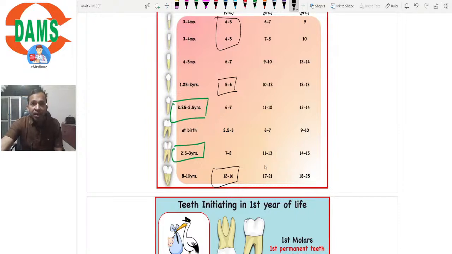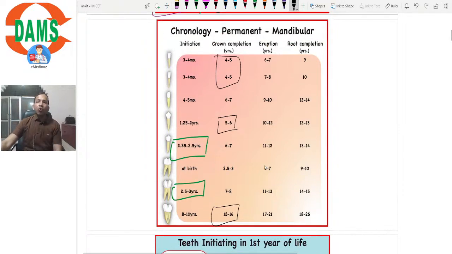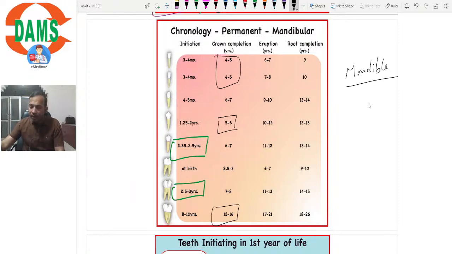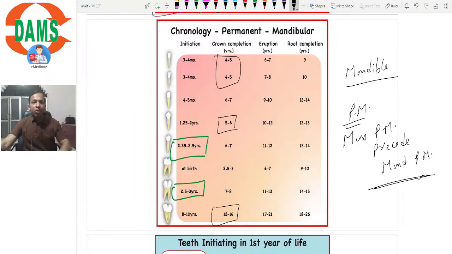Then next would be eruption. तो eruption में हमेशा ध्यान रखो, mandibular teeth will precede maxillary teeth, ठीक है? mandibular teeth जो है वो पहले आएंगे, maxillary बाद में आएंगे, except premolars. Maxillary premolars precede mandibular premolars. So apart from premolars, all the mandibular teeth will erupt before their maxillary counterparts, right?